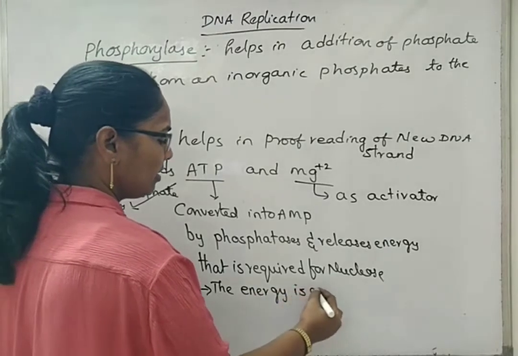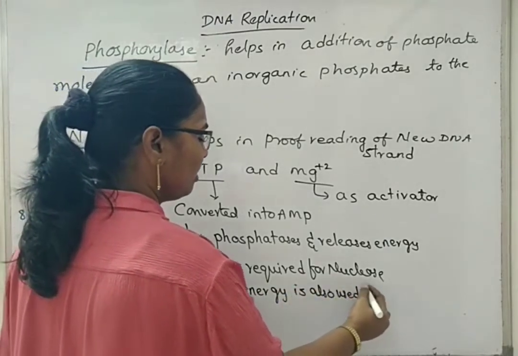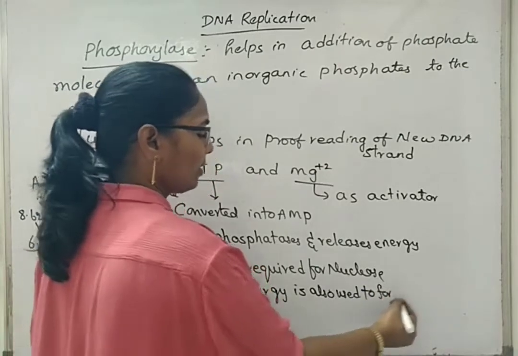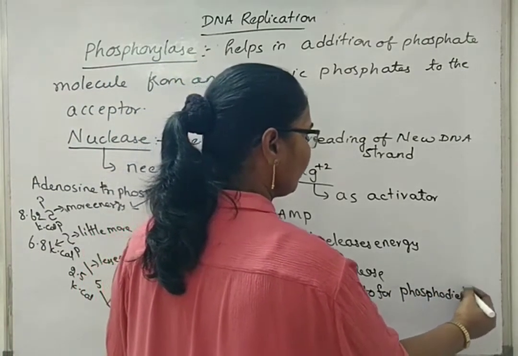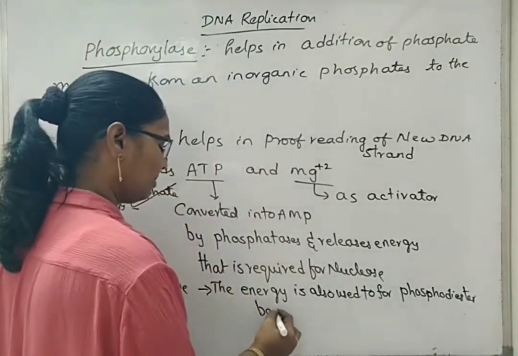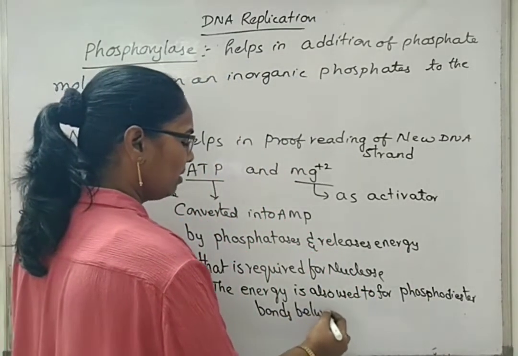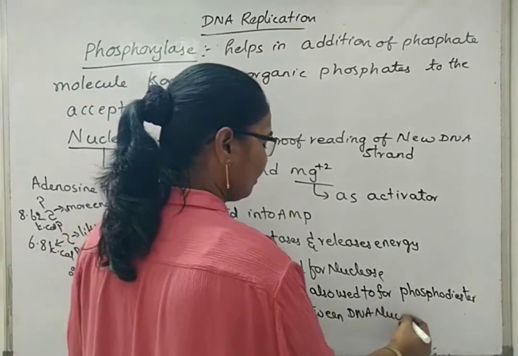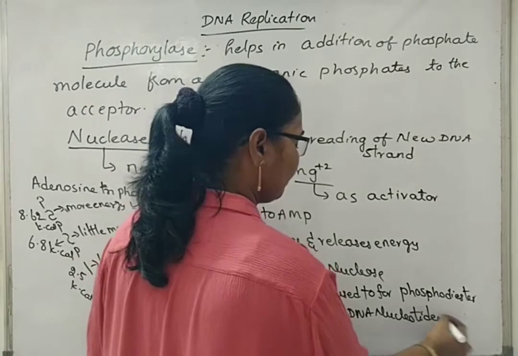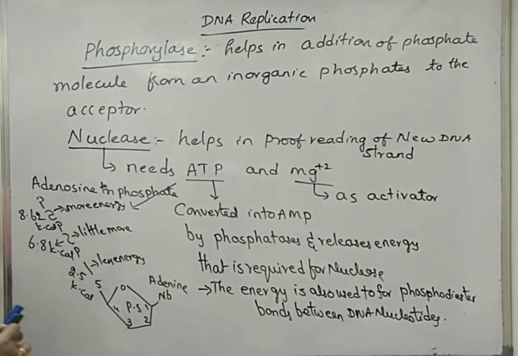Energy is also used to form phosphodiester bonds between nucleotides. So these are few types of enzymes that are involved in DNA replication or autocatalysis function. Now we will see the process of DNA replication.